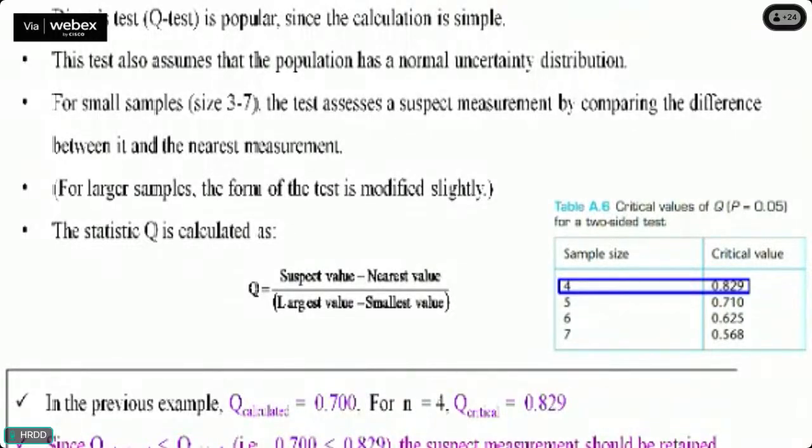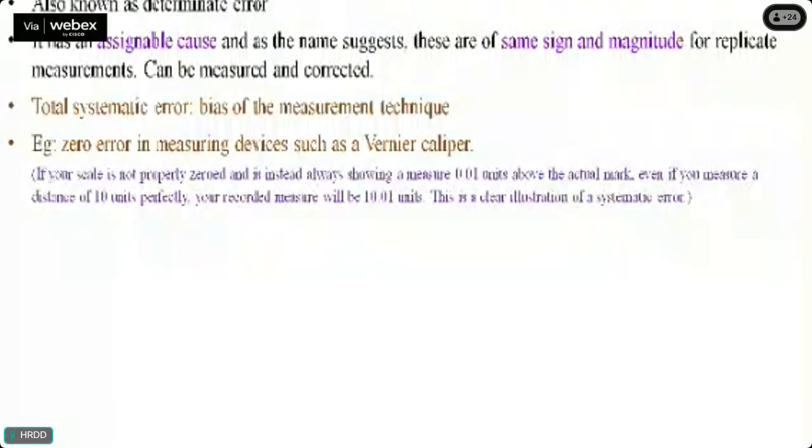Have you understood this? Here the conclusion is already written. Since the Q calculated is less than Q critical, the suspect measurement is to be retained. So if I ask you to do similar ones, you will be able to definitely do. If you are able to do, then we will go ahead. Once we understand these concepts, then we will have a set of questions, not numericals, just quiz type of things.